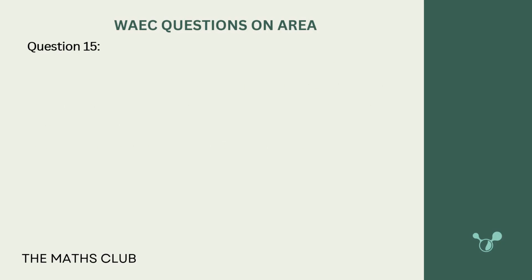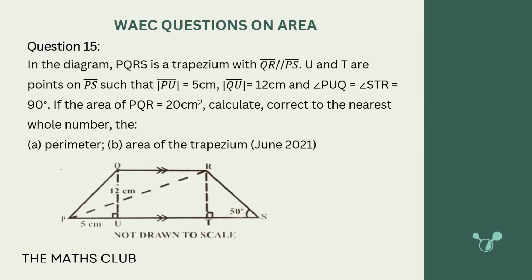Great. Question 15 says that in the diagram PQRS, there is a trapezium with QR parallel to PS, and U and T are points on PS, such that PU is 5, QU is 12, and the angle at U between P and Q is the same as the angle at T between S and R, and they're both 90 degrees.